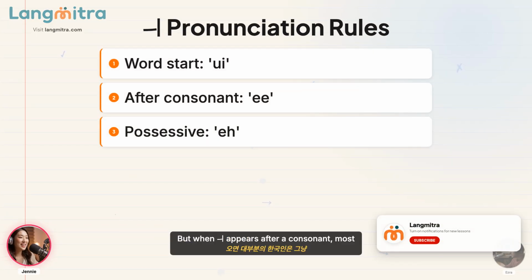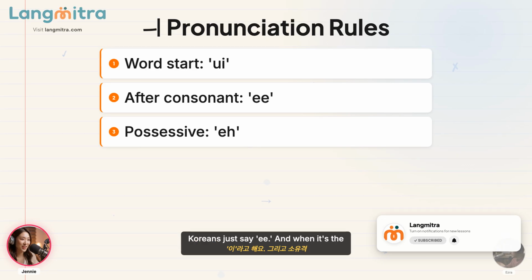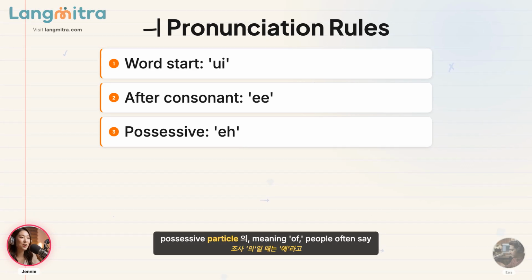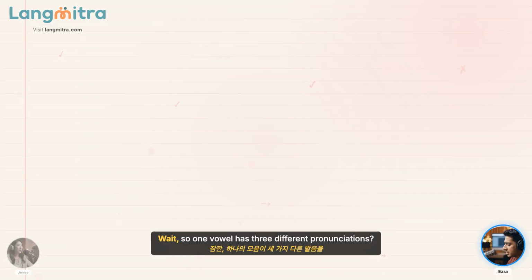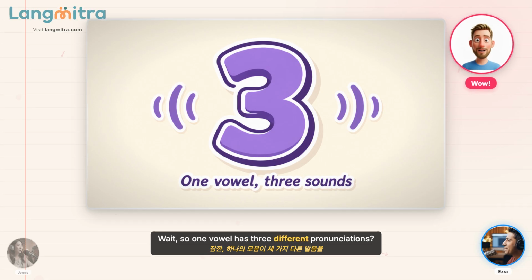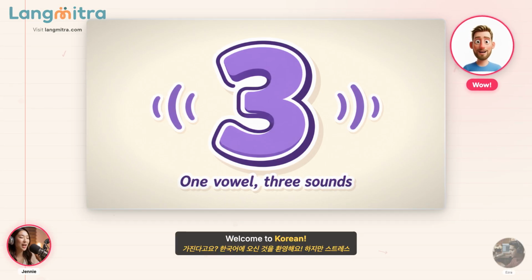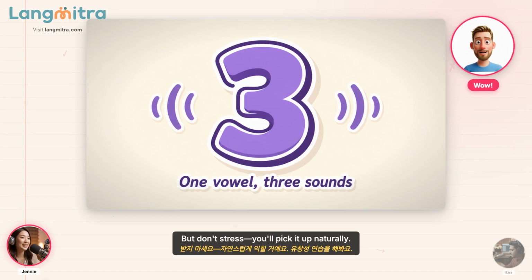But when ui appears after a consonant, most Koreans just say e. And when it's the possessive particle ui, meaning of, people often say e. So nai, meaning my, sounds like nae. Wait, so one vowel has 3 different pronunciations? Welcome to Korean. But don't stress, you'll pick it up naturally.